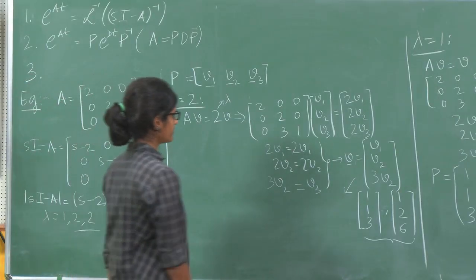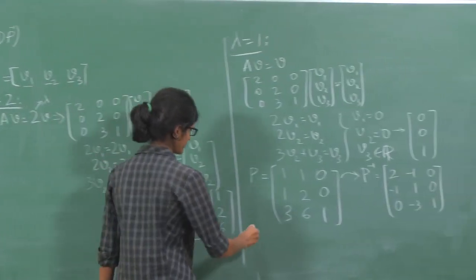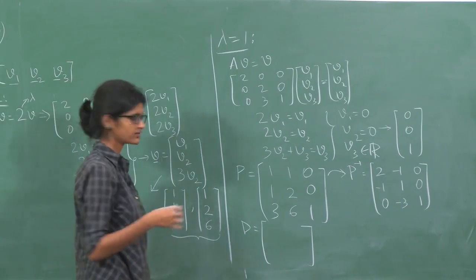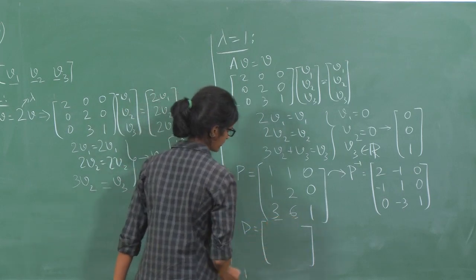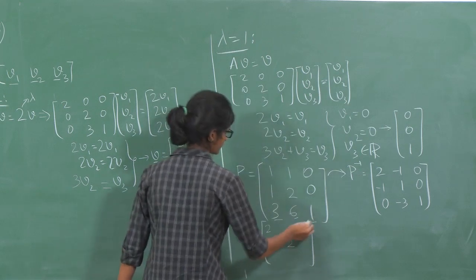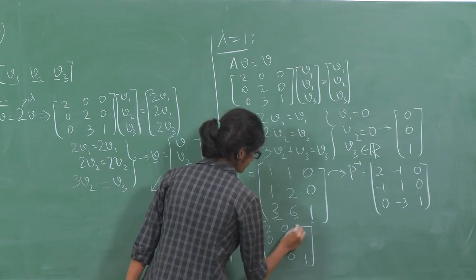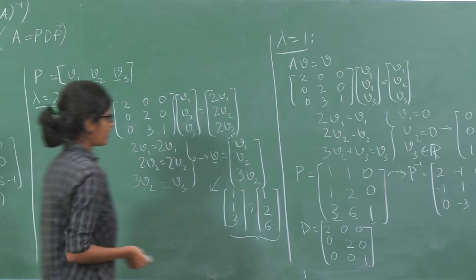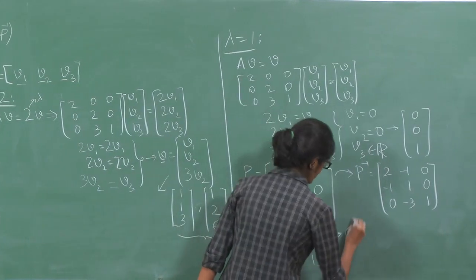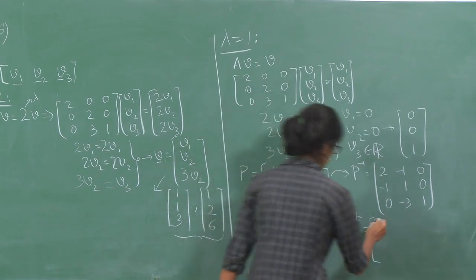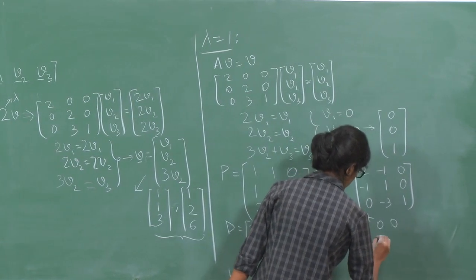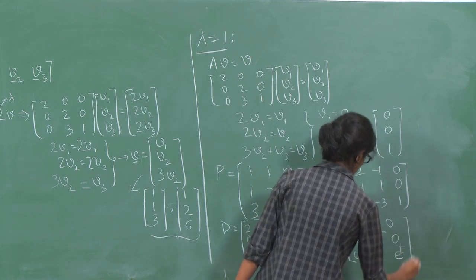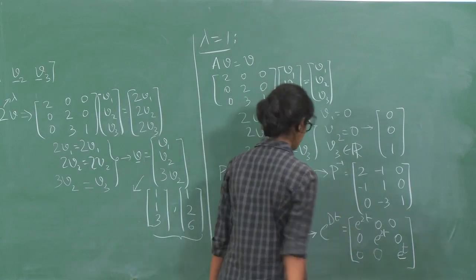Once you have P and P inverse, your D is nothing but a diagonal matrix with these eigenvalues. Note that the eigenvalues need to be in the same order as your eigenvectors. These two eigenvectors correspond to lambda equals 2, so 2 and 2, and this is for lambda equals 1, and the remaining entries are all 0. Again, you can cross check that P D P inverse will give you A. And from here your e power Dt is e power 2t, e power 2t, e power t along the diagonal, so that's just the individual exponentials.